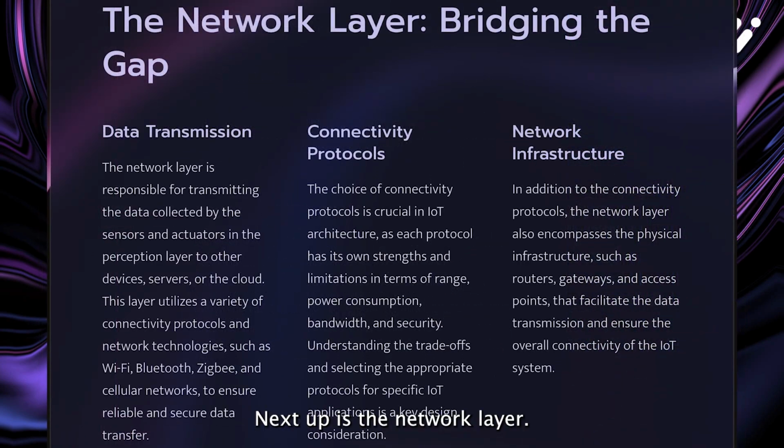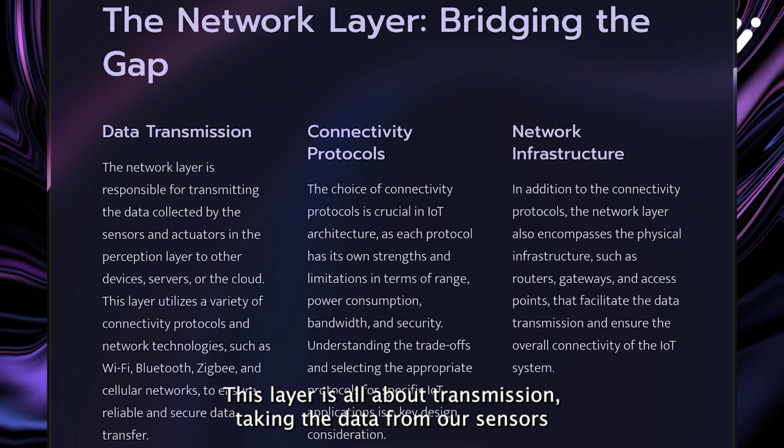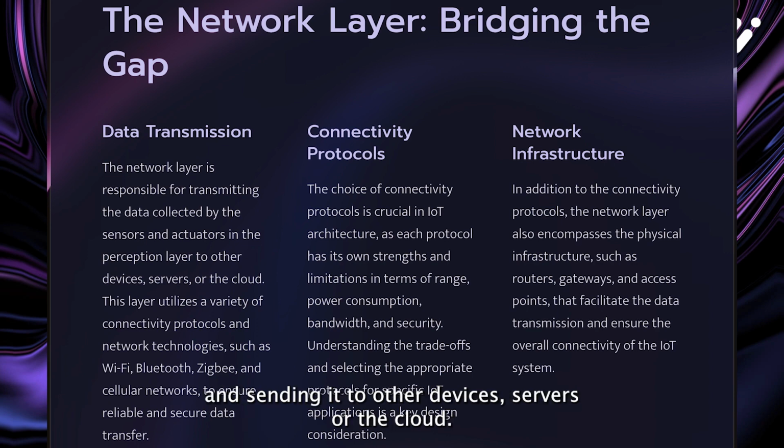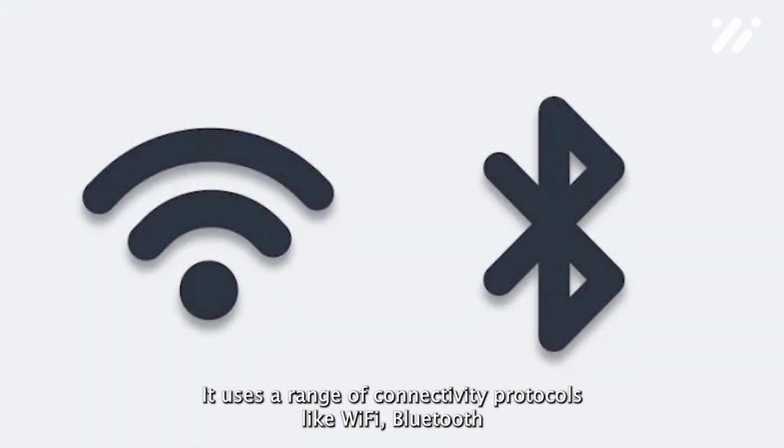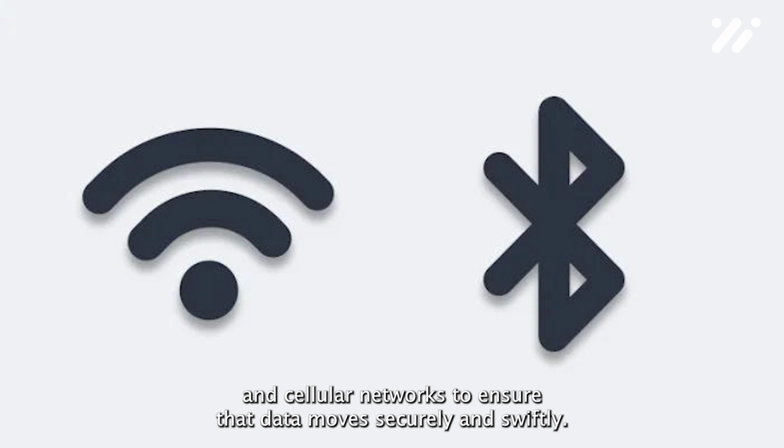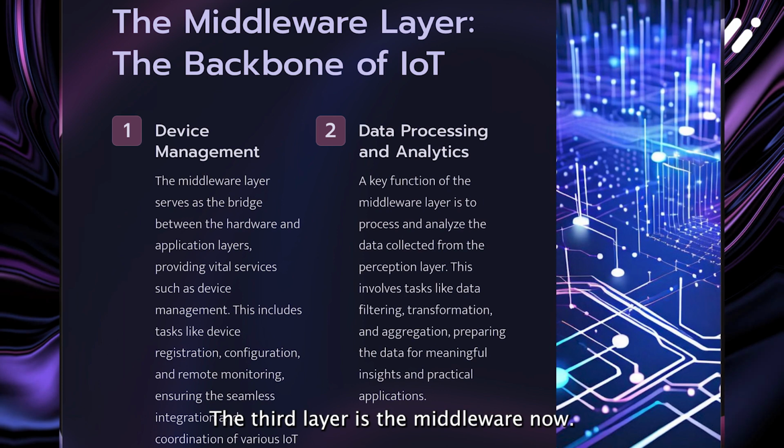Next up is the network layer. This layer is all about transmission, taking the data from our sensors and sending it to other devices, servers, or the cloud. It uses a range of connectivity protocols like Wi-Fi, Bluetooth, and cellular networks to ensure that data moves securely and swiftly. The third layer is the middleware layer.